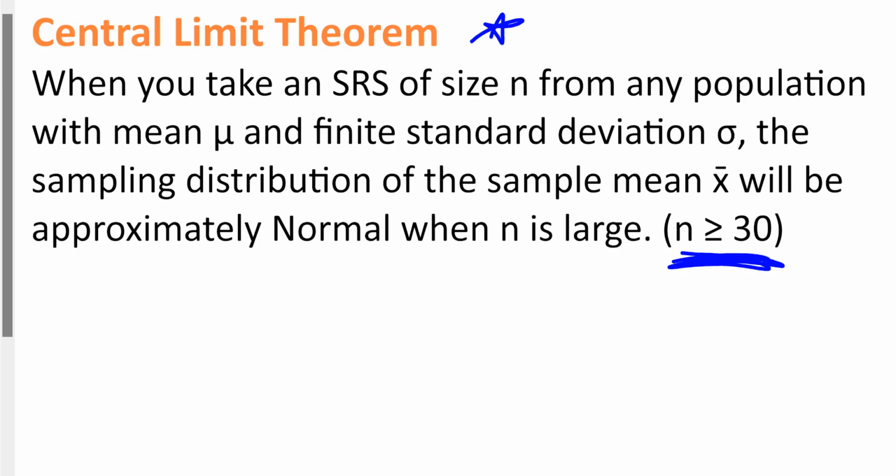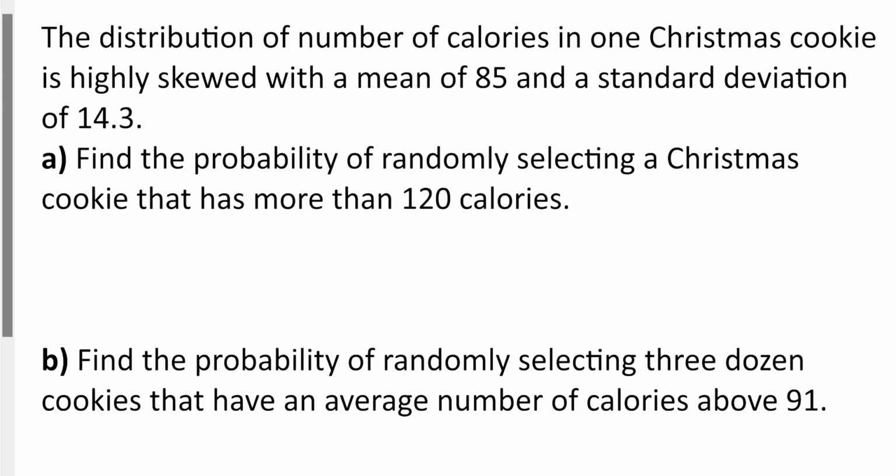Okay? So I want to jump to this. It says the distribution of the number of calories in one Christmas cookie, 'tis the season, is highly skewed with a mean of 85 and a standard deviation of 14.3. It doesn't say which direction it's skewed, but it's highly skewed. Question A says find the probability of randomly selecting a Christmas cookie that has more than 120 calories. Can we do that? We can't use a normal curve, so don't just start drawing a normal curve. It is highly skewed.